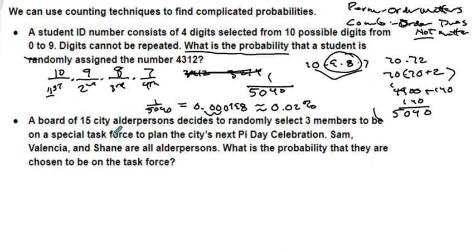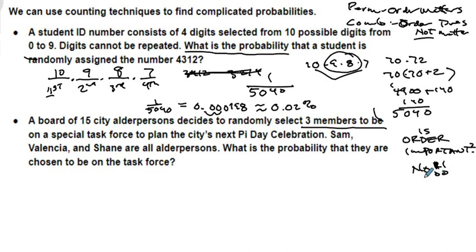Now, a board of 15 city alderpersons decides to randomly select 3 members to be on a special task force to plan the city's next Pi Day celebration. Sam, Valencia, and Shane are all alderpersons. What's the probability that they are all chosen to be on the task force? So the question to ask yourself before we start is, is order important? It doesn't matter what way we choose Sam, Valencia, and Shane. It doesn't matter if Sam gets picked first and Shane next and then Valencia, or Sam, Valencia, Shane, or Valencia, Sam. So the answer is no, it does not matter.